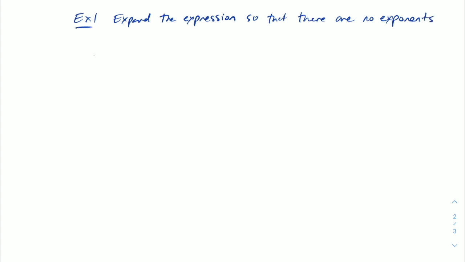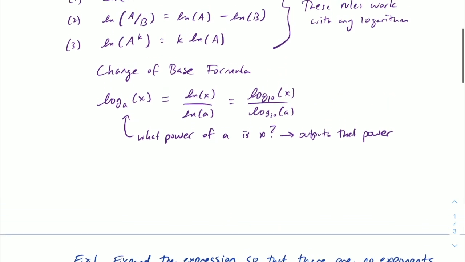So the first example, I'm going to ask us to expand the expression so that there are no exponents. And here's the expression, the natural log of x squared over y cubed. The first thing we'll note is that we have a quotient here, so we can rewrite that as the natural log of x squared minus the natural log of y cubed using our second rule from above.